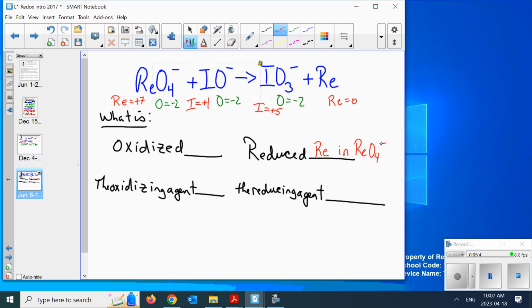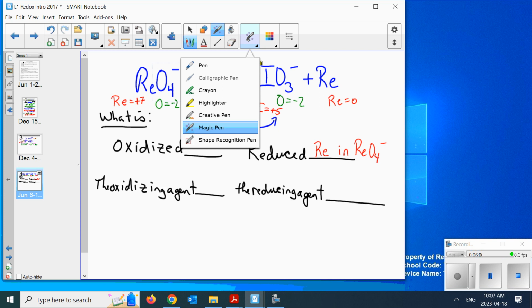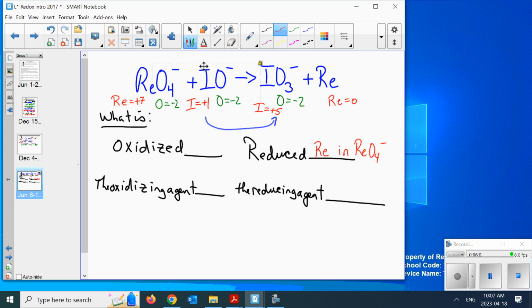What's oxidized? Well, it must be the other chemical, the IO negative. But let's just take a look. If reduced means it reduces in charge, this must increase, and it does. I goes to +5. 1 goes to 5. That's an increase. So it's oxidized. I'm going to say the answer here, oxidized, is I in the IO negative.